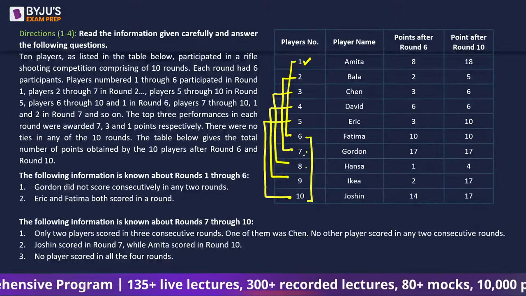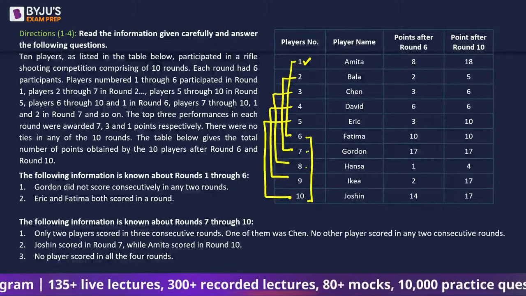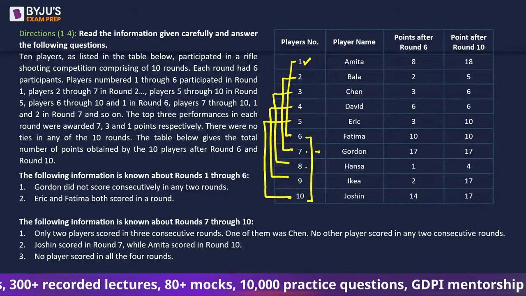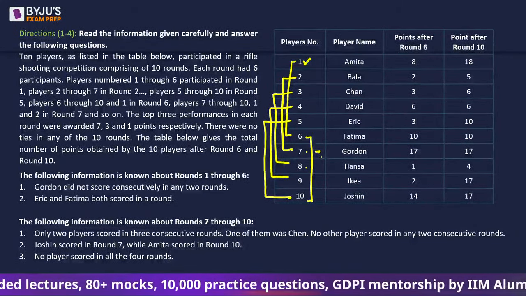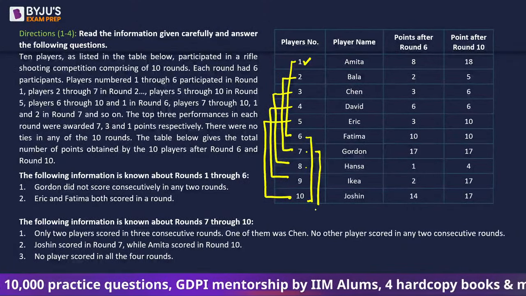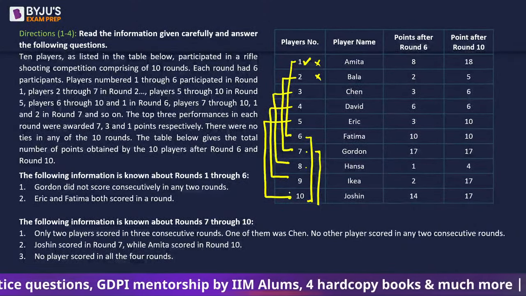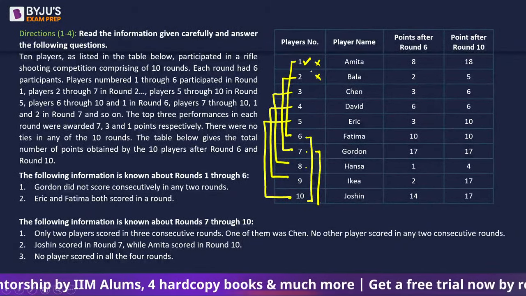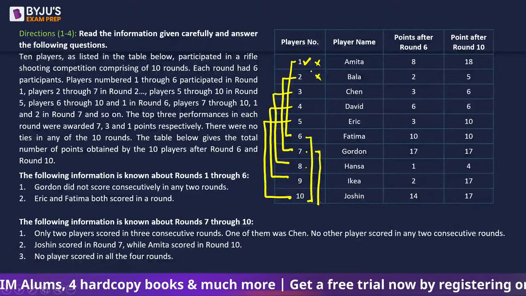So it's a cyclic process. We come back to player number 1. So 6, 7, 8, 9, 10, 1. Then the next round is going to be played between 7, 8, 9, 10. That's 4 people, and then 1 and 2. So you have 4 people here and another 2 people there. So it's a cyclic process, right?